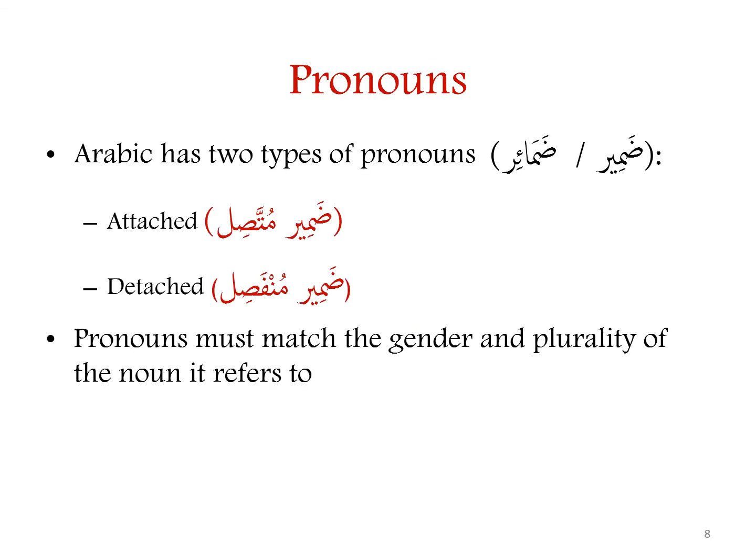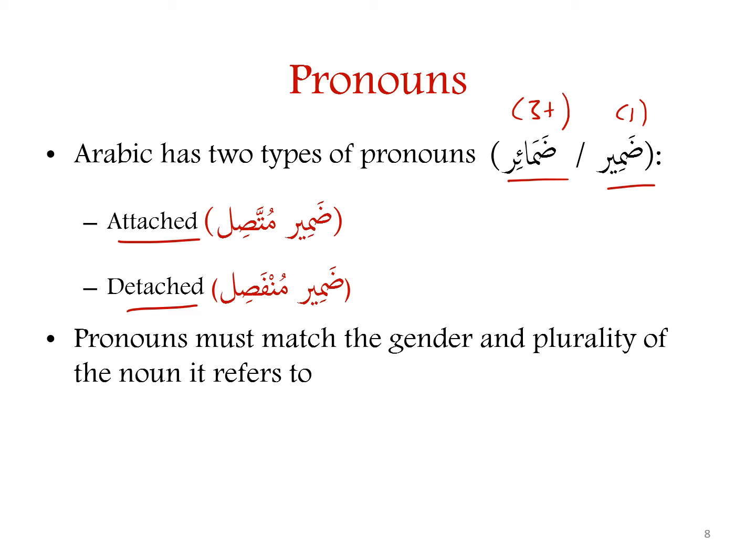Now moving on to pronouns. Arabic has two types of pronouns. Dhamir or dhama'ir, this is the singular, so one dhamir or one pronoun, and dhama'ir is the plural. If we said dhamirani, we would be talking about two. So there are attached pronouns or dhamir muttasil, or detached pronouns, dhamir munfasil.